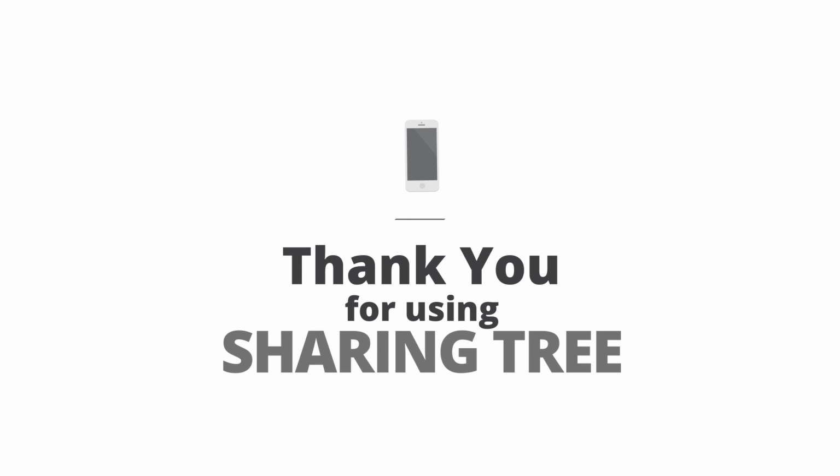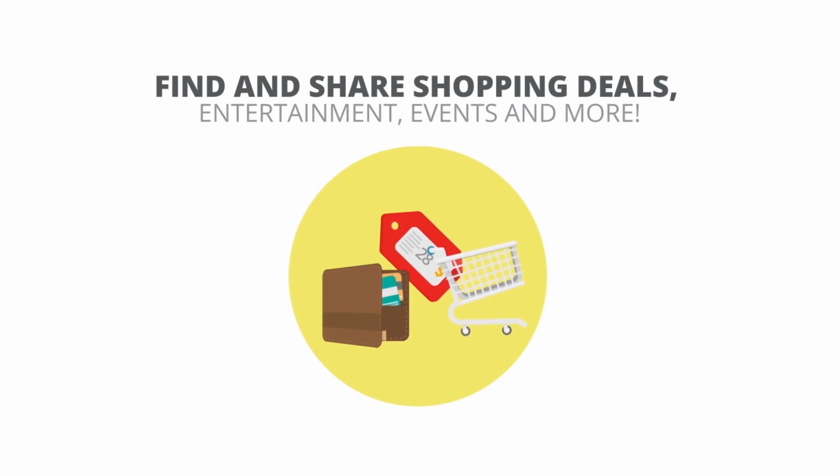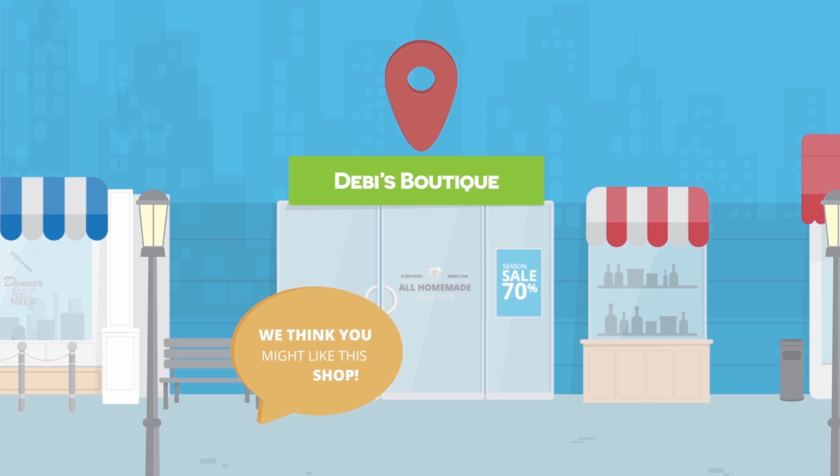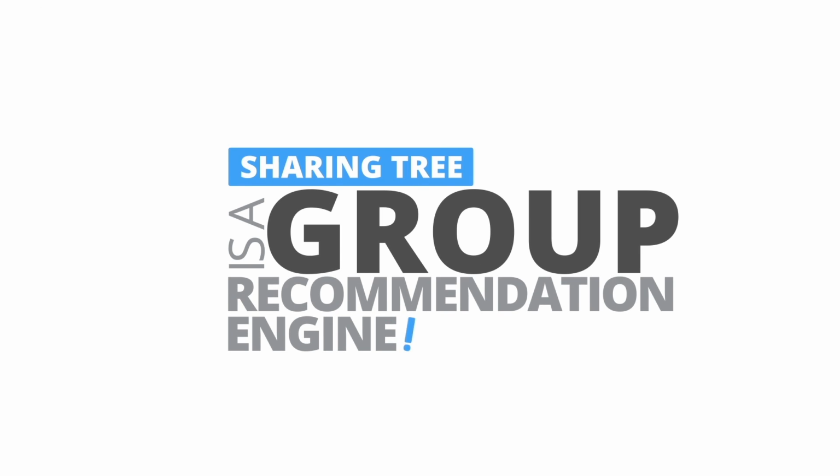This app allows you to find and share great shopping deals, entertainment, events, and more in your area, based on the recommendations of your friends and family. However, Sharing Tree is much more intelligent than your basic deal finder. It will actually predict the information you'll be most interested in based on the preferences and geographical travel patterns of you and your friends. In other words, Sharing Tree is a group recommendation engine.